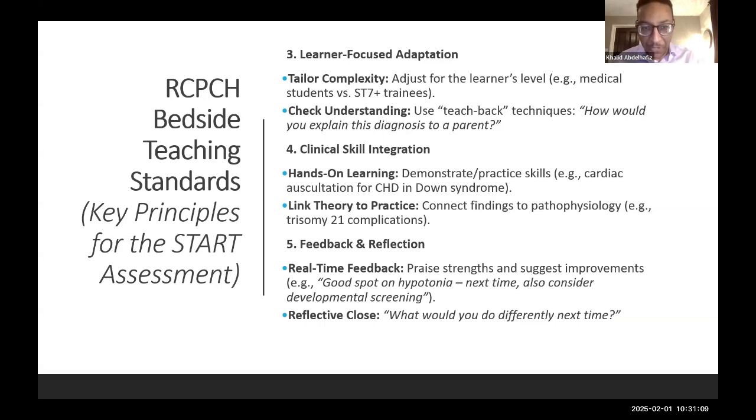And again, at the end, this is just like some points or some ideas. You can talk about clinical skill integration. Again, you can link basic science or theory to practice, like pathophysiology, basically. And something that I didn't do, which is real-time feedback, because I never even asked a question, right? I didn't even ask you to engage with me, Ayat.